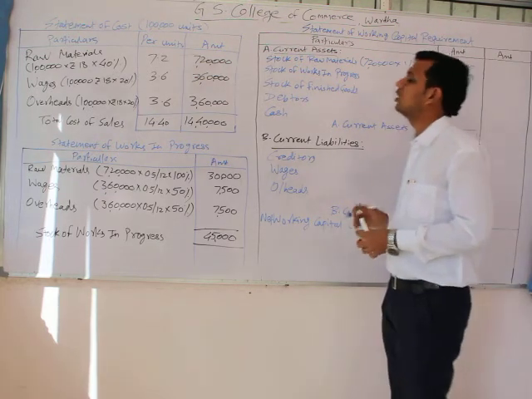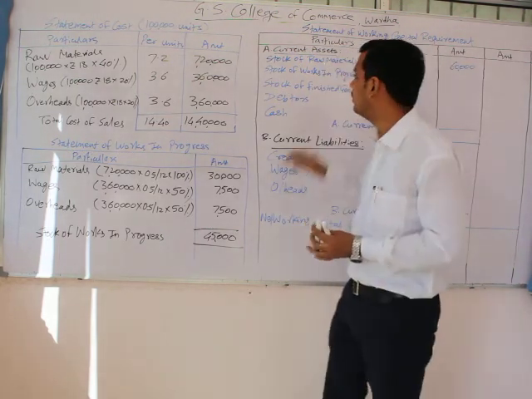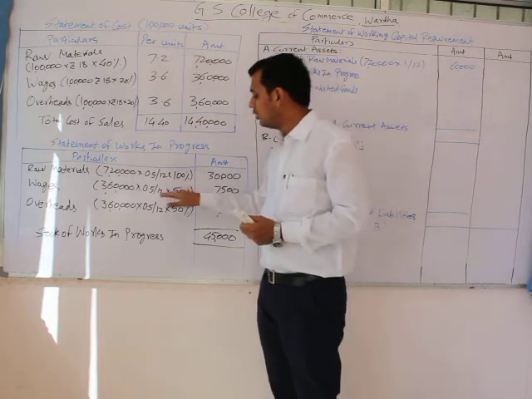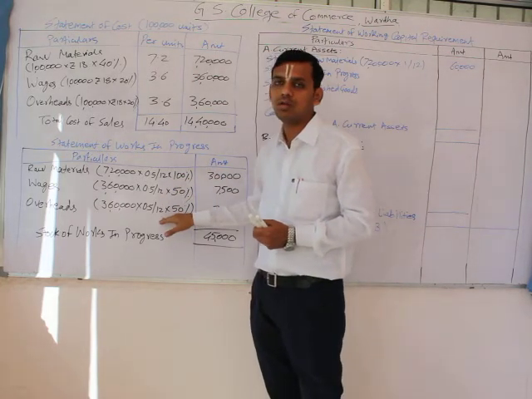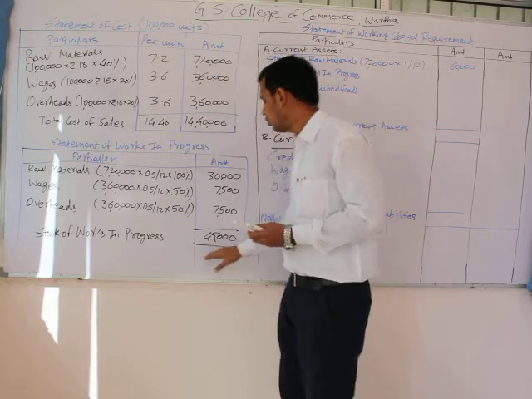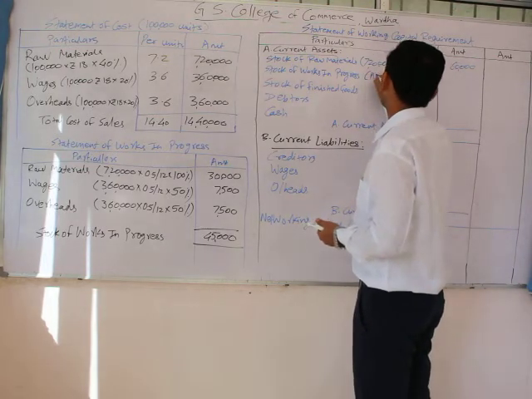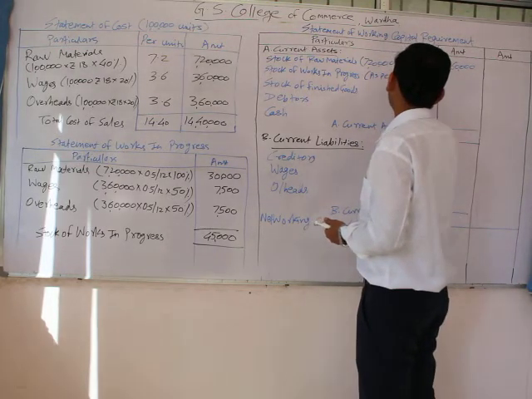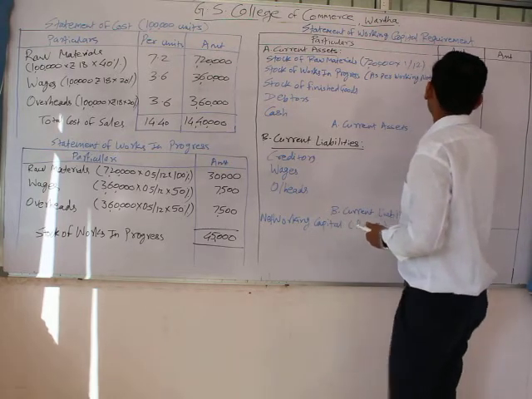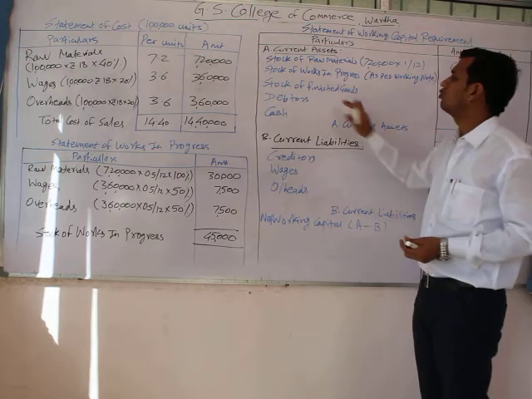Secondly, stock of works in progress. In the earlier questions we calculated the stock of works in progress here, but now we can see that we have different levels of production for all the three components of stock of works in progress. Hence we have our total amount of stock of works in progress as per working note, 45,000.